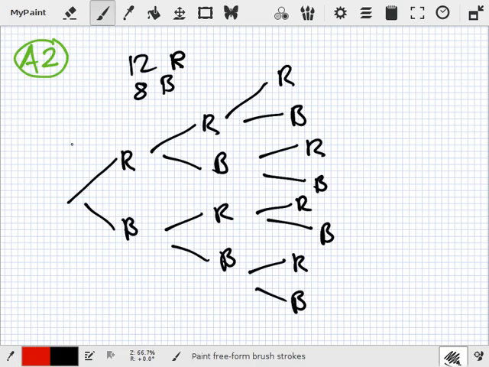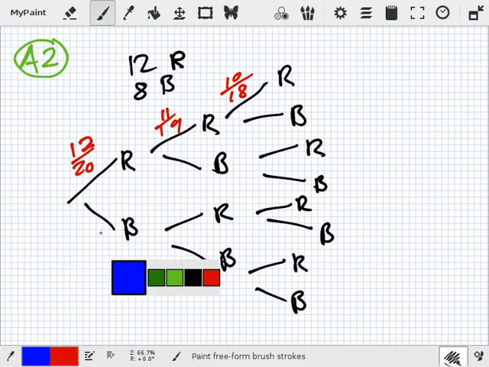So the first one, as a fraction, would be 12 over 20. And then this one here would be 11 over 19. And this one here would be 10 over 18. And I don't care about the others because I only want red, red, red or blue, blue, blue.